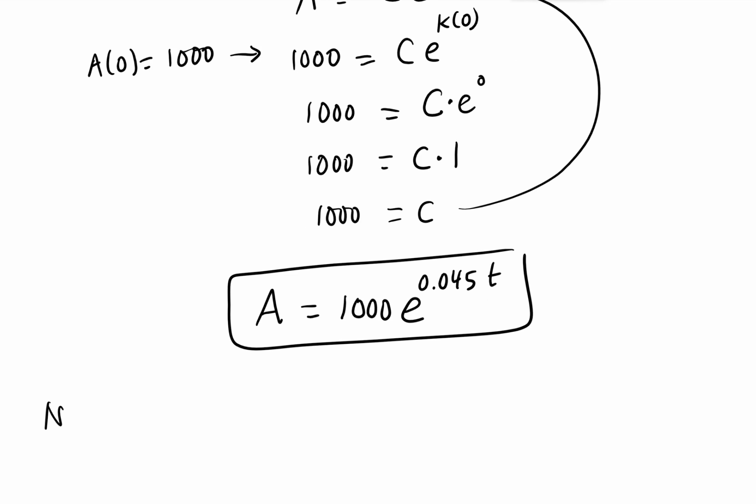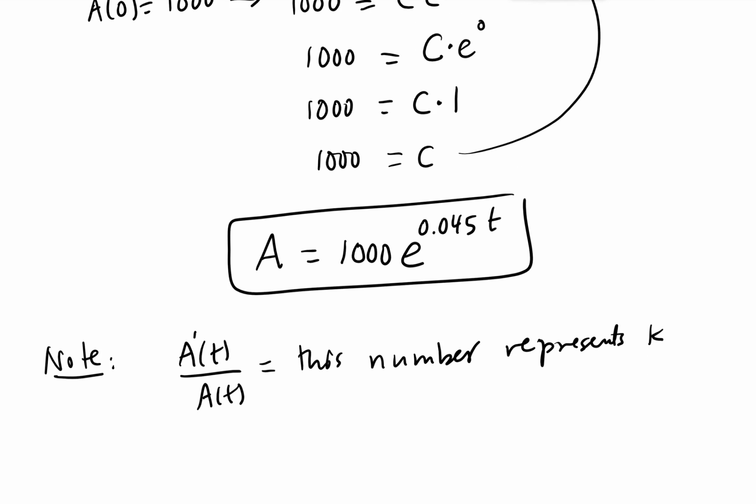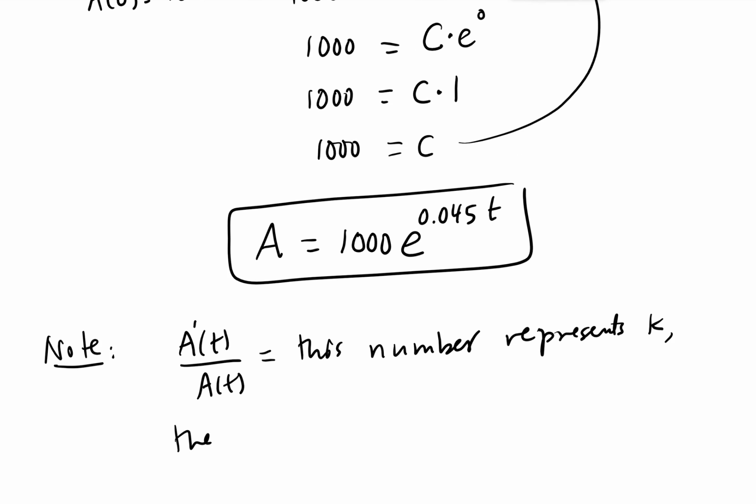Note, A prime of t over A of t, this fraction, this number represents k, which is the continuous growth rate, just in case you're asked about it.